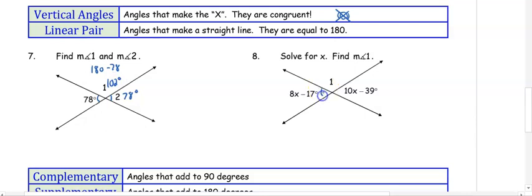In number 8, to solve for x, our vertical angles are congruent. 8x minus 17 is equal to 10x minus 39. We can subtract 8x from both sides, so negative 17 equals 2x minus 39. We can add 39 to both sides. 22 is equal to 2x. When we divide, x is 11. Then to find the measure of angle 1, we're going to substitute 11 back in. So we have 8 times 11 minus 17 gets us 71 degrees. And then to get angle 1, 180 minus 71 gets us 109.